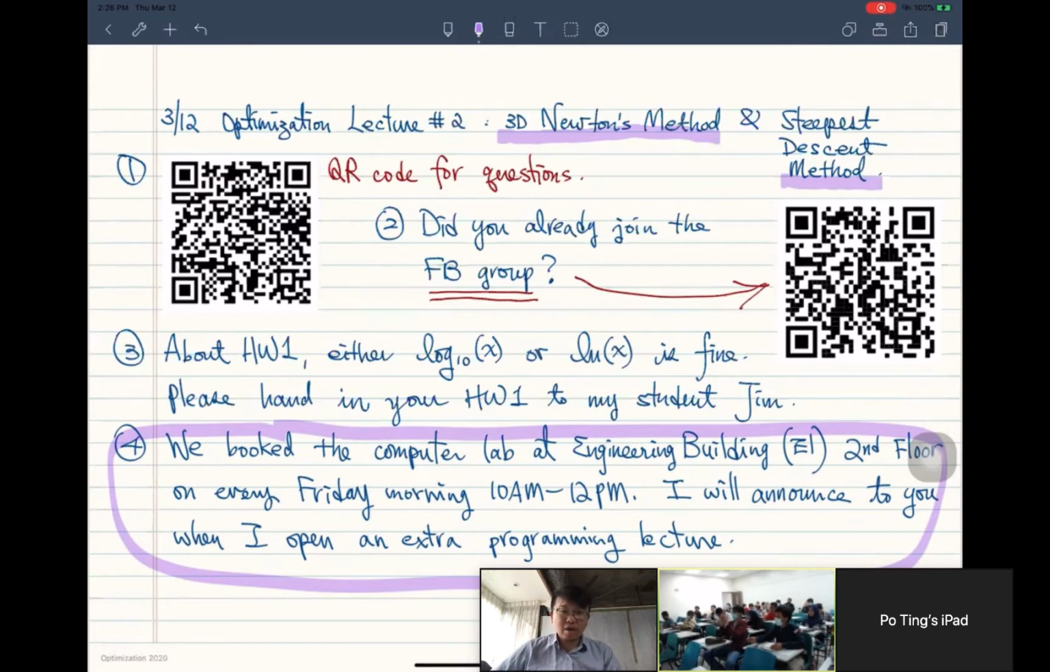So I actually book our computer lab in the E1 building, second floor. I actually book the computer lab for every Friday morning, 10 to 12. So whenever we need to have an extra lecture about the computer codes, I will let you know. So you can participate in this extra programming course. And I know maybe some of you have class on Friday morning. It's okay. I will not check the attendance on Friday morning.